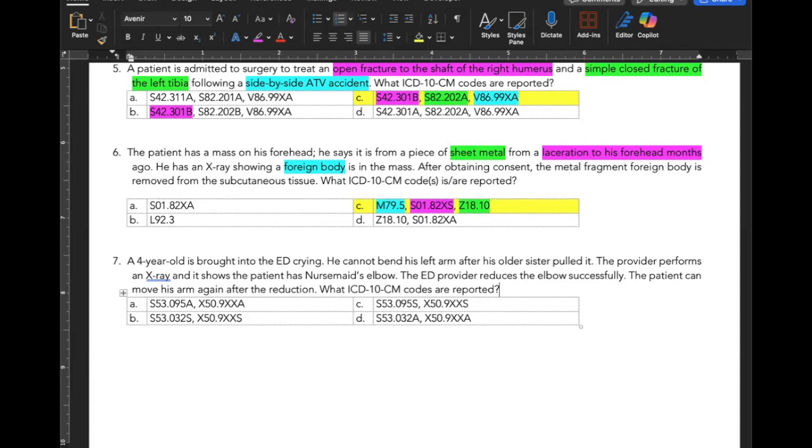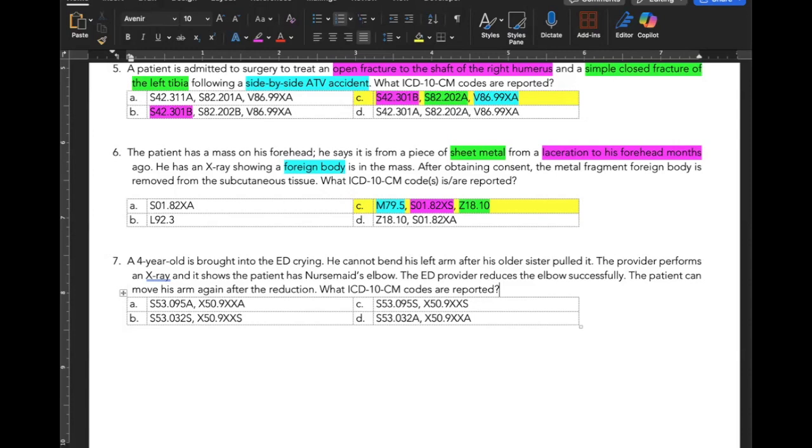Okay. So we have S53.03. Does everybody see that underneath nursemaids? So do I just look at... sorry, I got distracted. I keep getting distracted. So look on index, go to nursemaids.